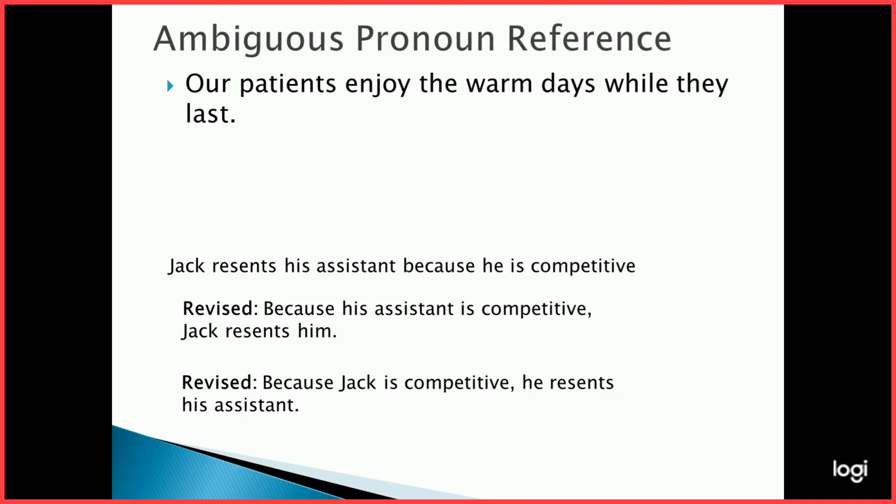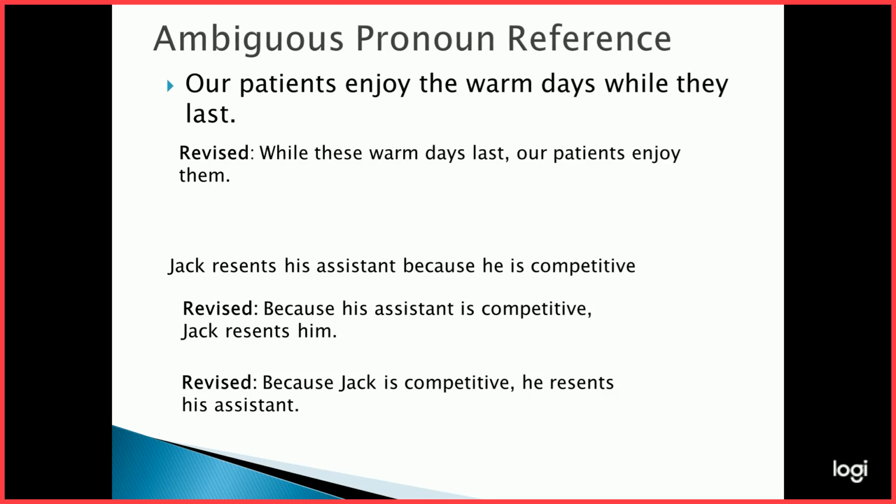So let's take a look at the sentence. Jack resents his assistant because he is competitive. Now, that second pronoun he, who does it represent? Jack or his assistant? We don't know, and that's why it has a double meaning, because if you look at the 2 revisions below, it has to mean one or the other. When you're correcting a sentence like this, you have to pick one, and you don't know what the author intended. Revise: because his assistant is competitive, Jack resents him, or because Jack is competitive, he resents his assistant.